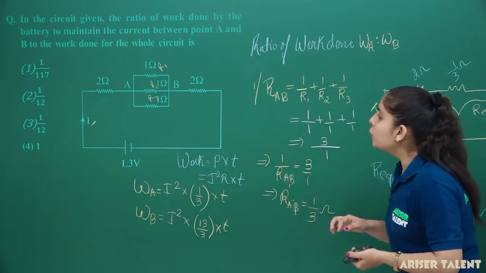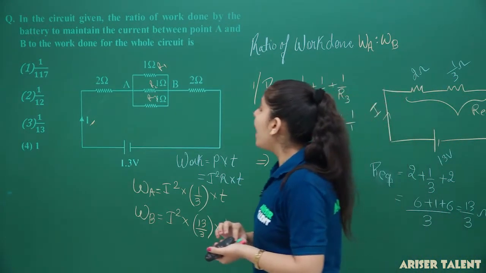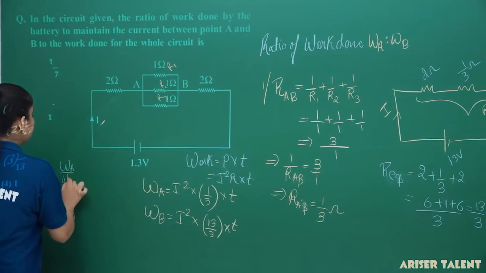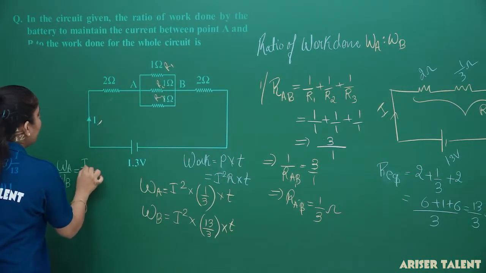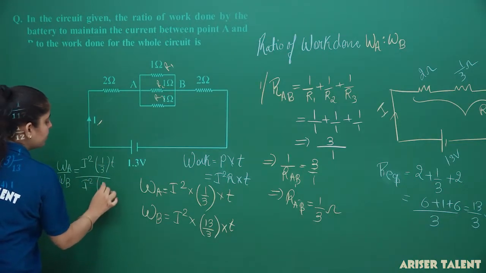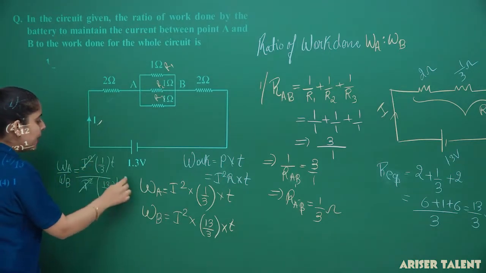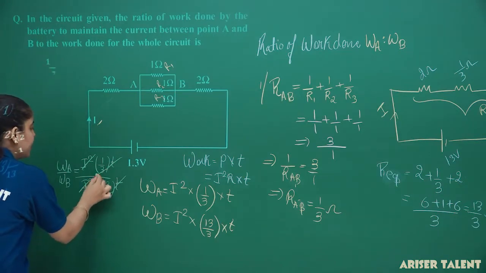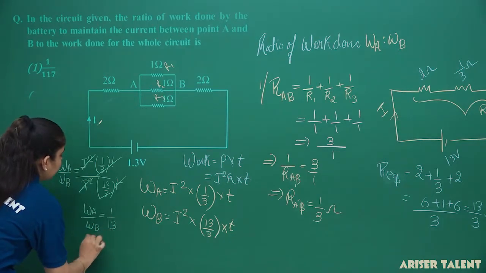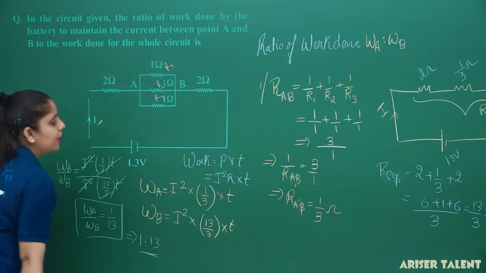Now, you have seen that we have determined the work done in both the cases, but you have to determine the ratio of work done. So I can do here WA upon WB. WA upon WB came out to be I squared R over I squared R. Same current is flowing in the circuit, so I will be cancelled by I, T will be cancelled by T, and 3 will be cancelled by 3. So we will get WA upon WB equal to 1 upon 13. So the ratio came out to be 1:13 in this case.